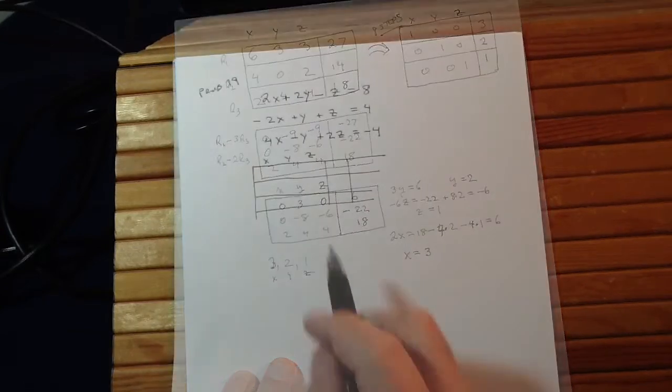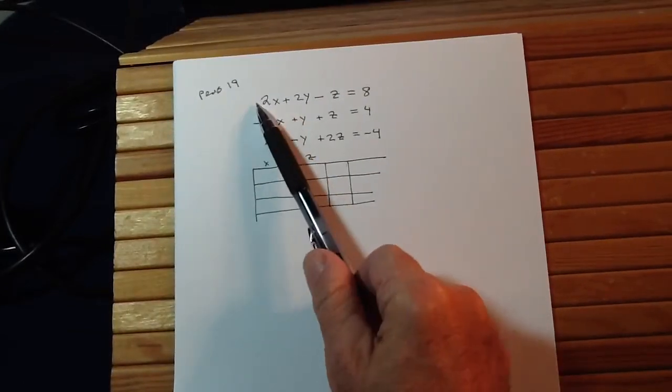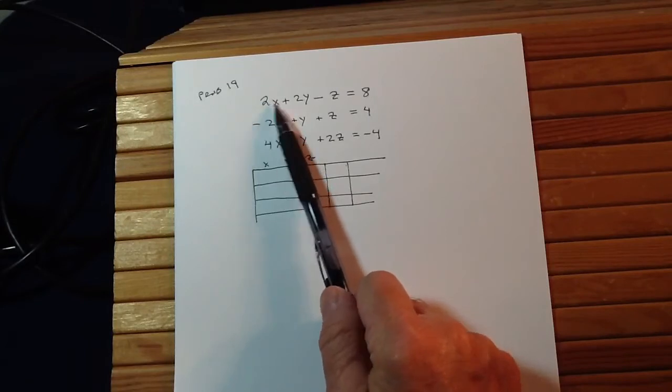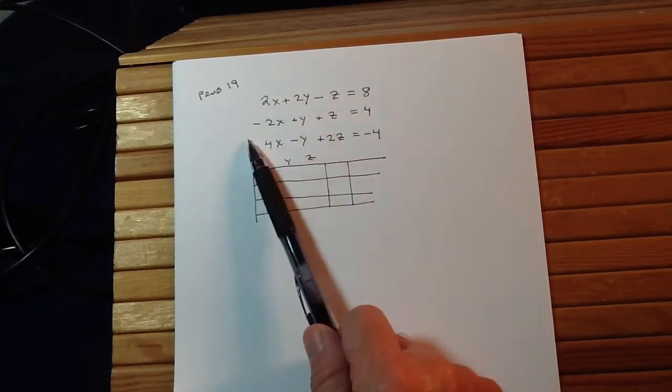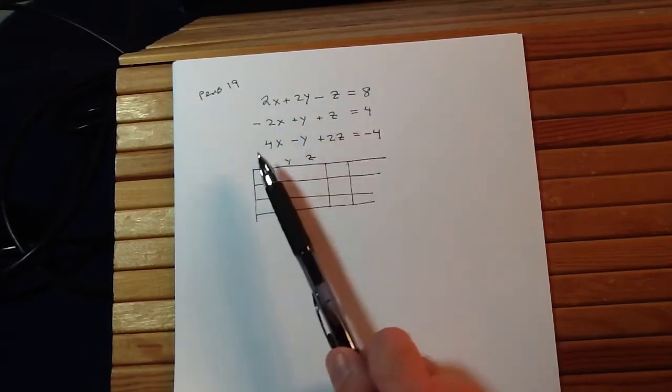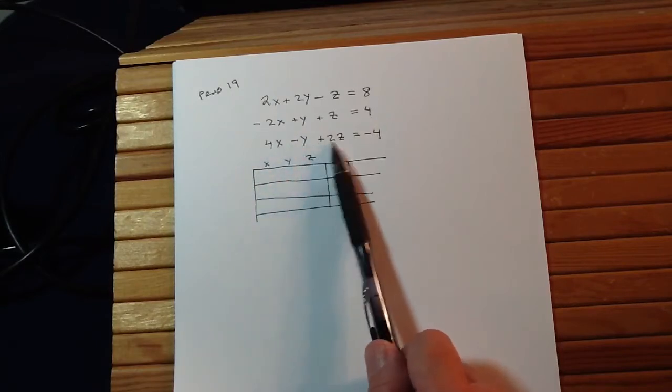Okay, now this was problem 19 he did on this video. It was 2x plus 2y minus z equals 8, minus 2x plus y plus z equals 4, 4x minus y plus 2z equals minus 4.